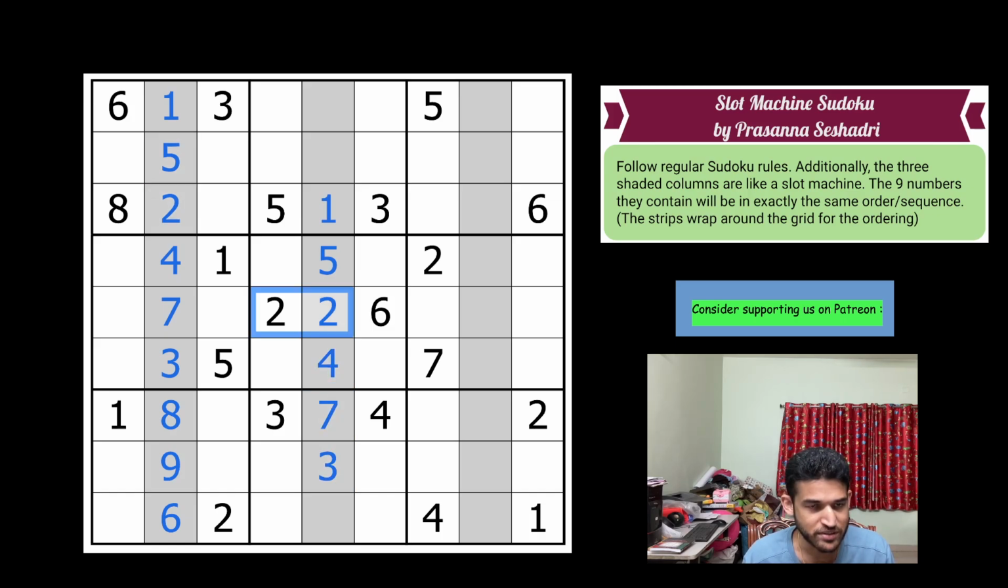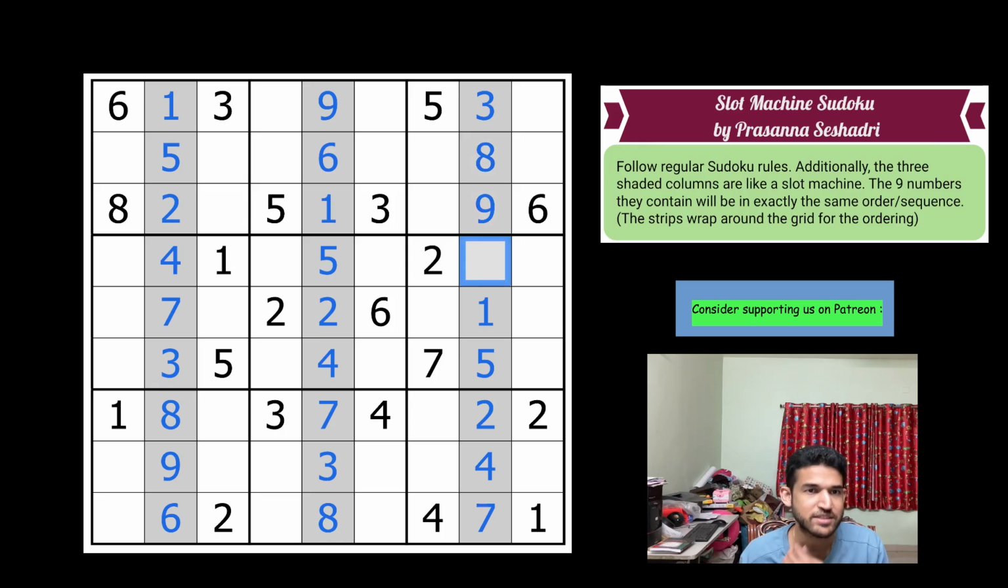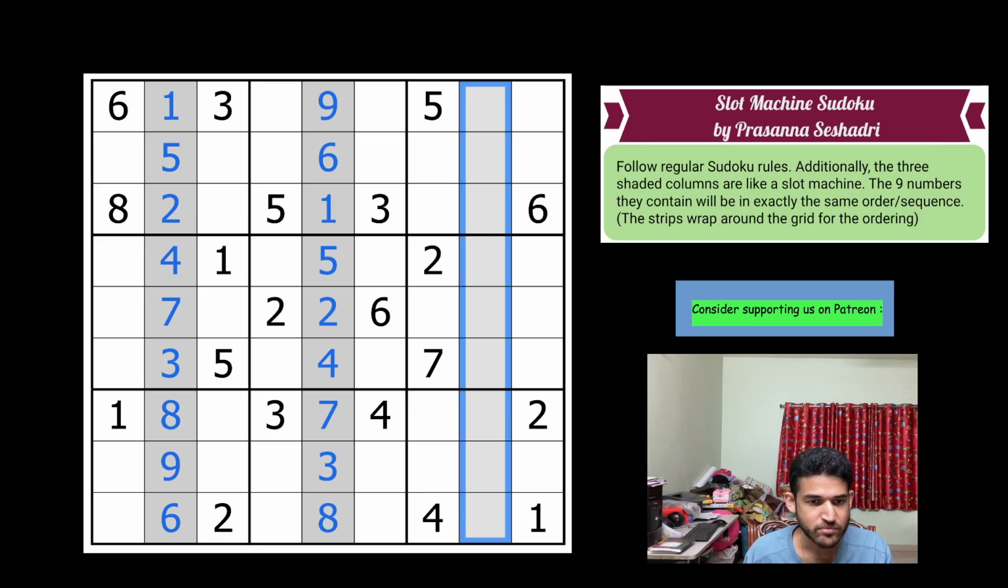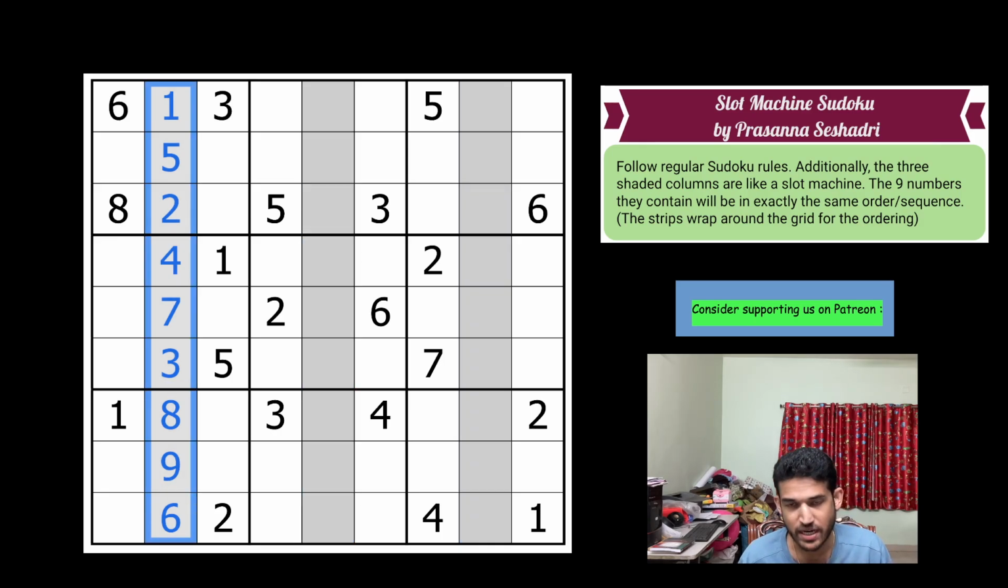Ignore this for now. Obviously, this is breaking, but just to explain the rules. So 8, 9, 6. And similarly, in this column, let's say 1 starts here. Again, the same sequence will follow: 1, 5, 2, 4, 7, 3, 8, 9 and 6. So this is how a slot machine works, and that's what the rules say. The strips wrap around the grid for ordering. So you can see that 7 goes to 3, it will come down below, and then it goes to 3, because after 7 you have 3. So these are the rules of slot machine Sudoku.